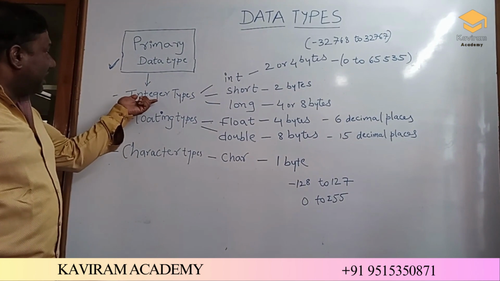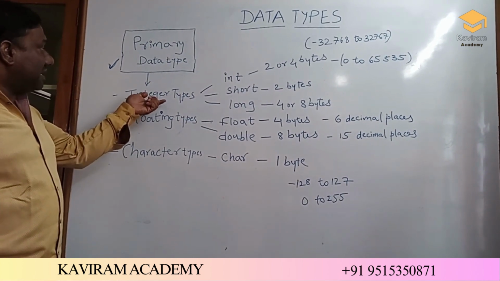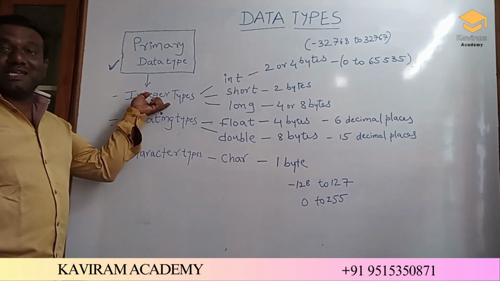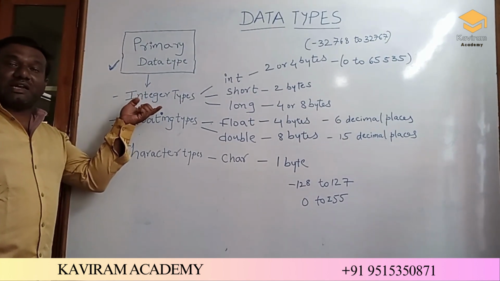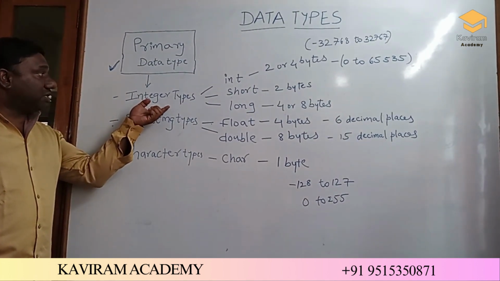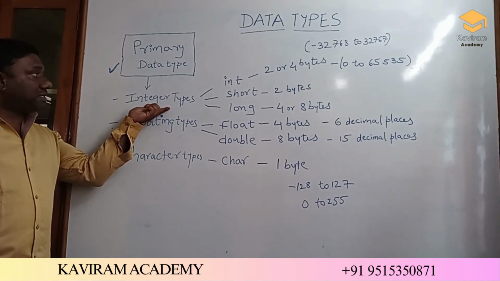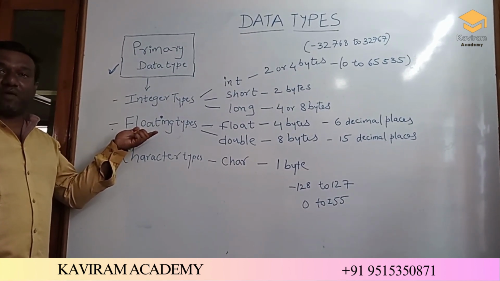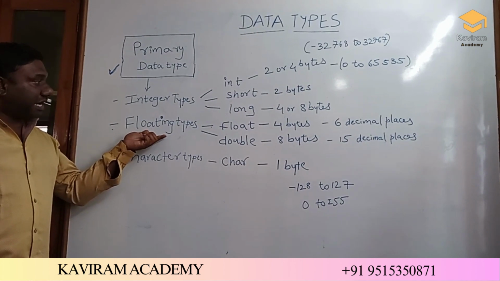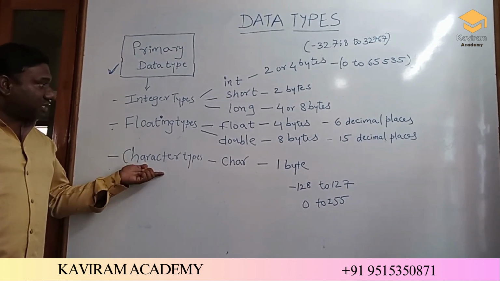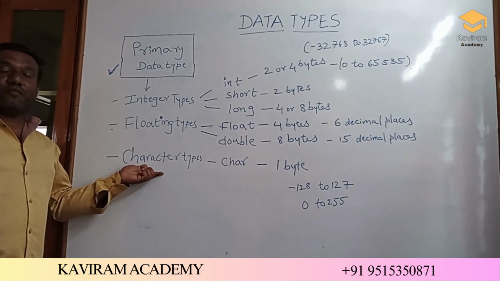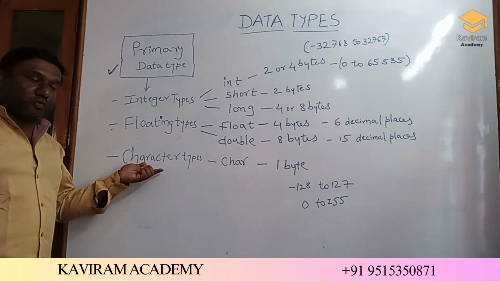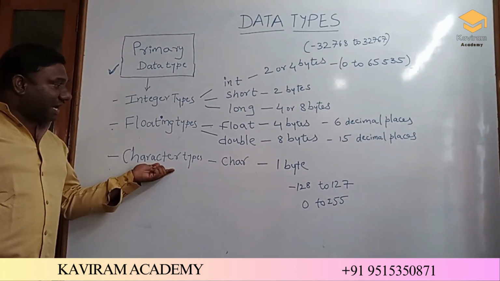As the name suggests, integer type is used whenever the data is in the form of integers. Whenever we have floating type data, something like decimal values, we use floating data types. And the next one is character types. Whenever you have your data in the form of characters, we use character types.